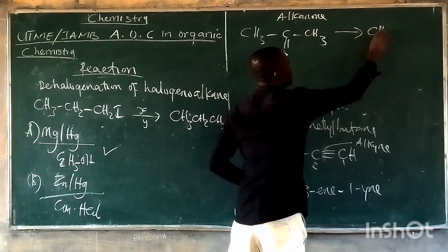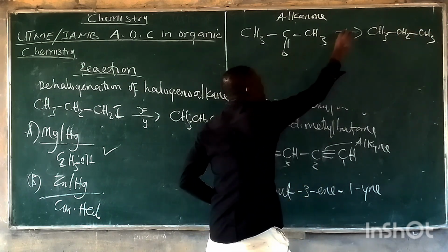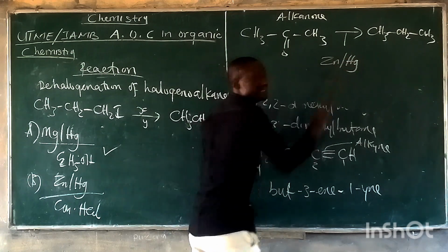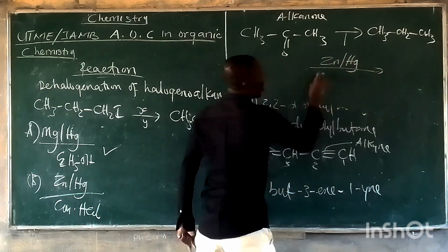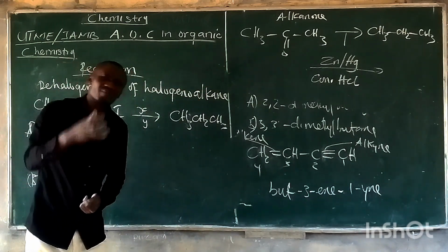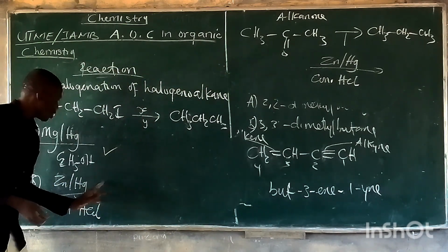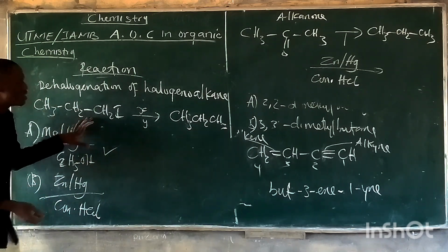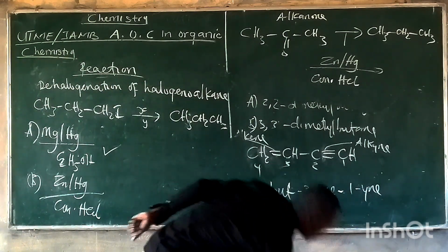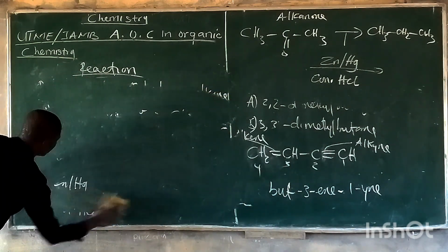to form CH3, CH2, and then CH3. Now, the reagent that should be here is zinc amalgam, zinc mercury, and then HCl. Now, what JAMB is asking you is either the reagent or the reactant or the product. Let me show you something. Look at another question from JAMB.